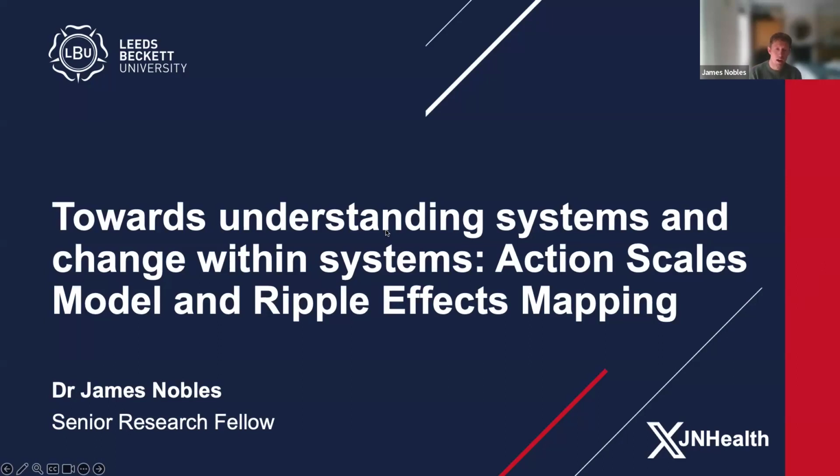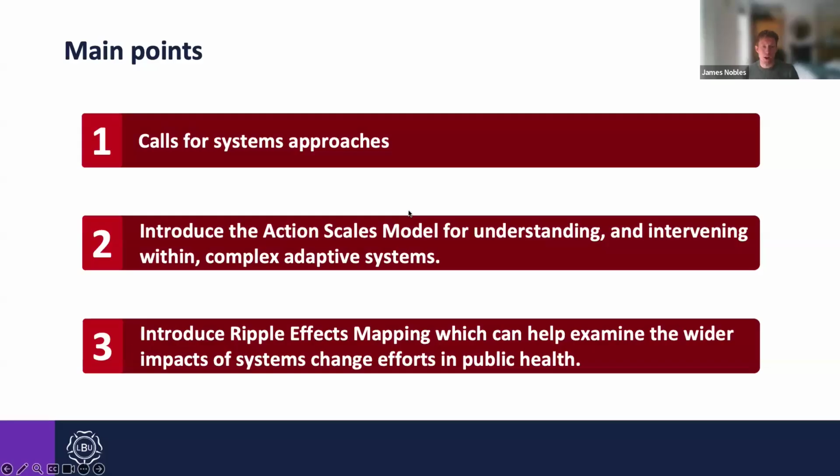And then the other half of this talk is going to be about ripple effects mapping, which is more aligned with trying to capture the wider anticipated or unanticipated impacts of, say, systems change efforts or interventions within complex systems as well. So I'm going to start off by talking a little bit about the calls for systems approaches. Then I'll talk about the action scales model, and then I'll finish by speaking to ripple effects mapping. And then we'll have time at the end as well for some broader discussion around all of this.